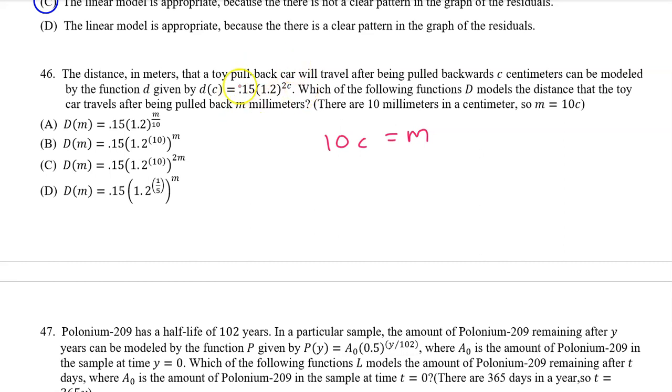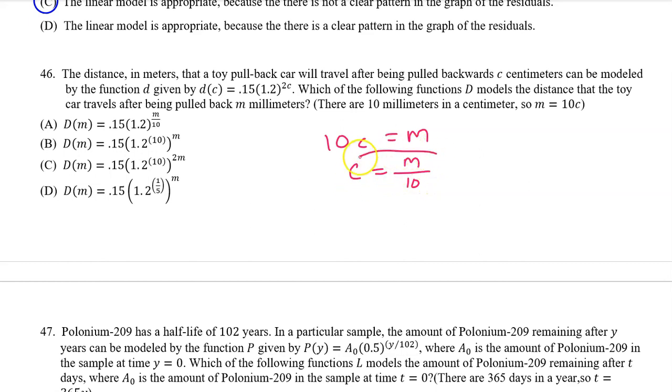They want us to rewrite this equation with m instead of c. So I need an expression that is equivalent to c, that involves m. They reminded us that m is equal to 10c. So we just need to get c by itself. Let's divide both sides by 10. So c is equal to m divided by 10.